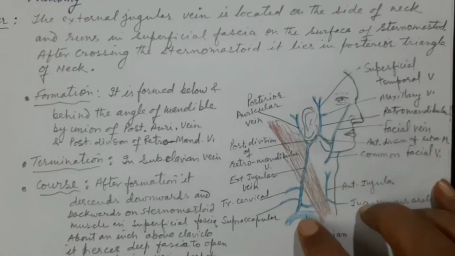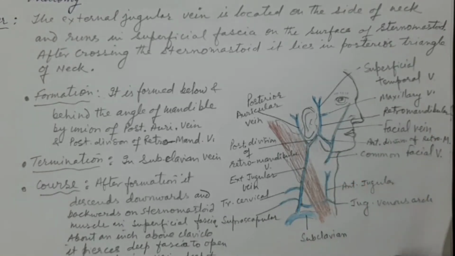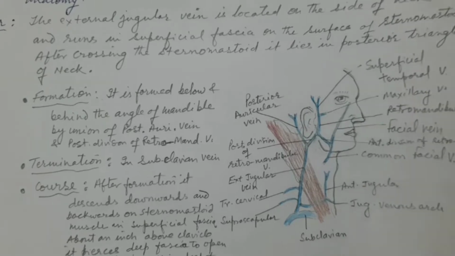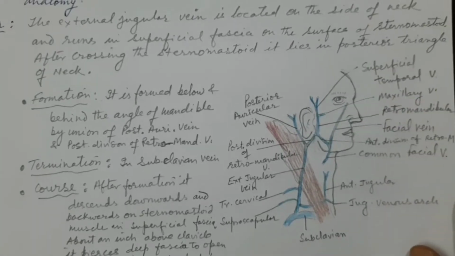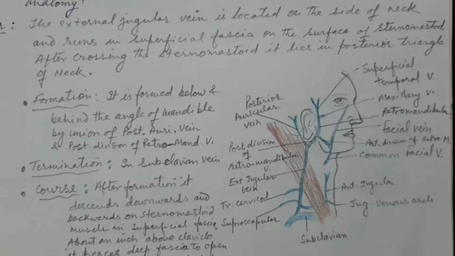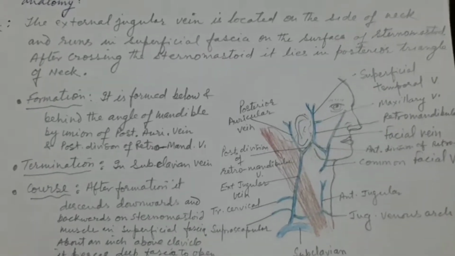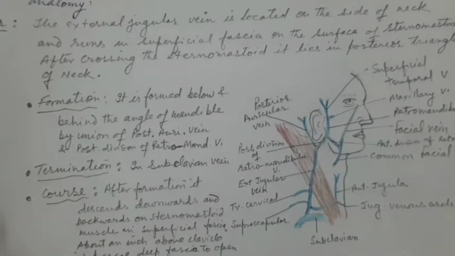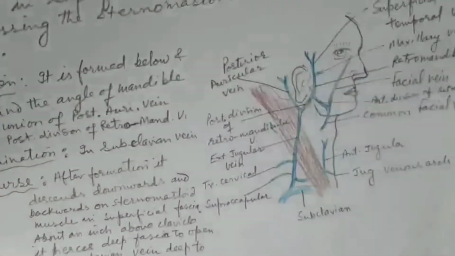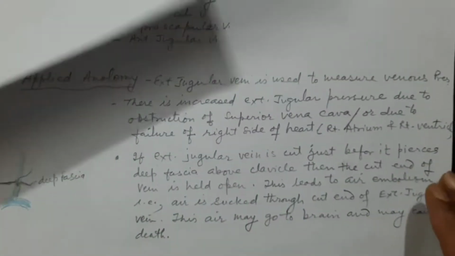So this is the course of the external jugular vein. Partly it is in the superficial fascia, and then its lower terminal part lies deep to the deep fascia, which after piercing goes into the posterior triangle, and becomes a content of the posterior triangle in the lowermost part.